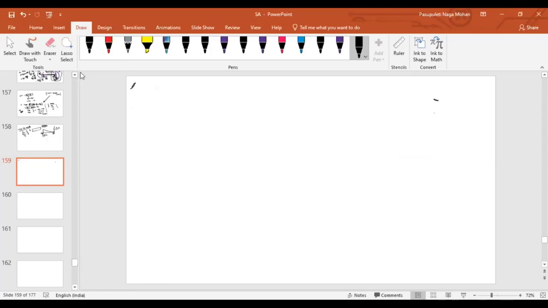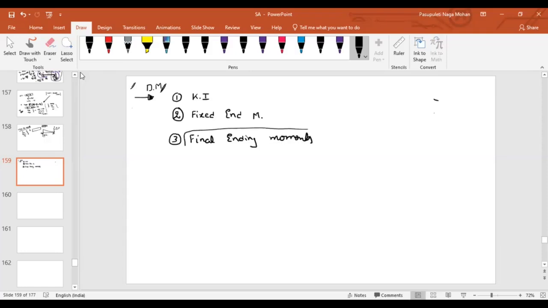Before we start the slope deflection method, if we are talking about the displacement methods, what is the first step? The first step is to identify the kinematic indeterminacy. In the second step, you have to find out the fixed end moments, and after that you have to obtain the final end moments by using any method. Whatever method you use, at the end of the day you will end up with the final end moments.